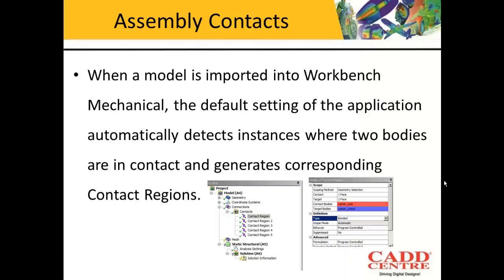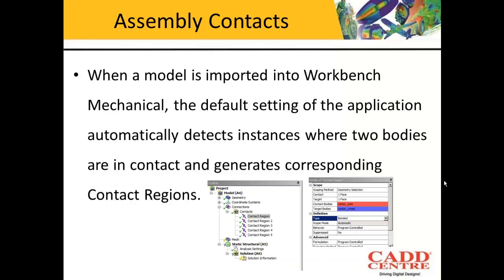Up till now, we have only seen single models. Now we will understand how to deal with assembly models. Whenever we are working with assemblies, we need to define the contacts between the two components or geometries. The advantage we have in Ansys Workbench mechanical window is that these assembly contacts are automatically defined.